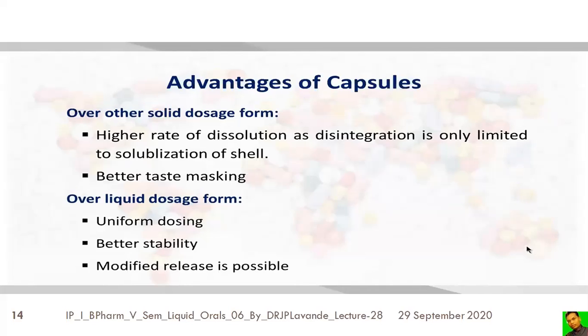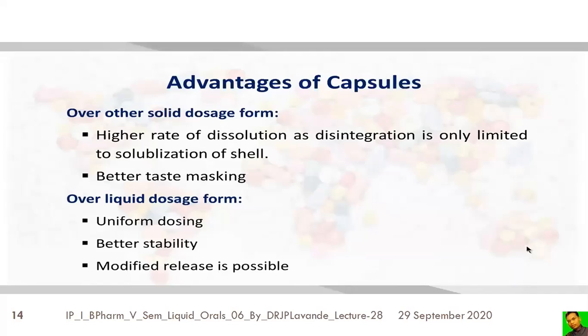Uniform dosing in the sense that the capsule is the unit dosage form. That's why whatever drug is loaded inside of the capsule can be exactly delivered, can be exactly administered. The same may not be there in case of the liquid dosage form because of the difficulty or inaccuracy in measurement of the dosing with the help of the metering devices.